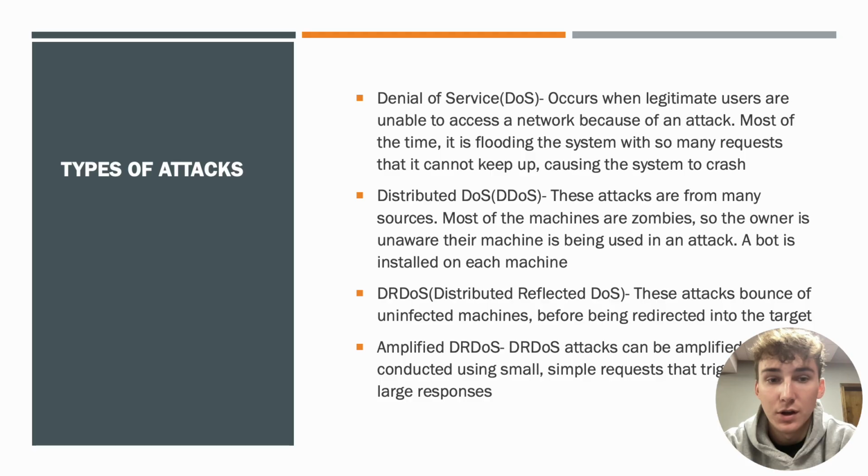And then there's also amplified DRDOS. And so distributed reflected DOS attacks can be amplified by conducting small, simple requests that trigger very large responses. So this will also cause the network to crash.